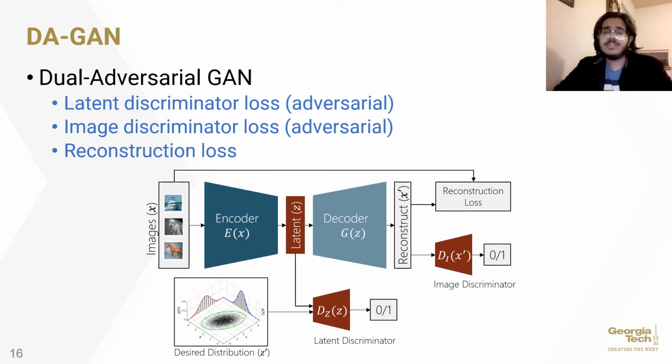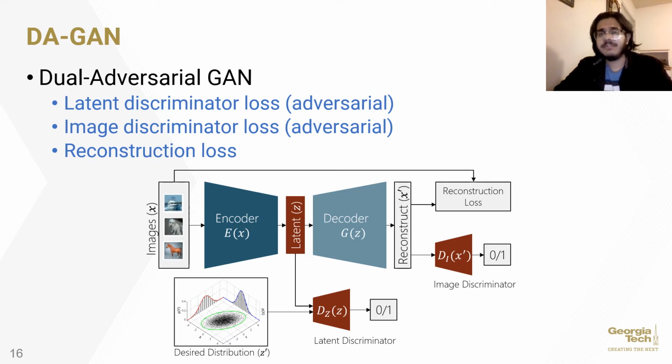What we use is a dual adversarial GAN, which combines two adversarial losses and a reconstruction loss. The DA GAN is constructed using ResNet blocks. The DA GAN includes the encoder and decoder of a standard autoencoder. It uses a latent discriminator from an adversarial autoencoder. It also uses an image discriminator from a generative adversarial network, or GAN.